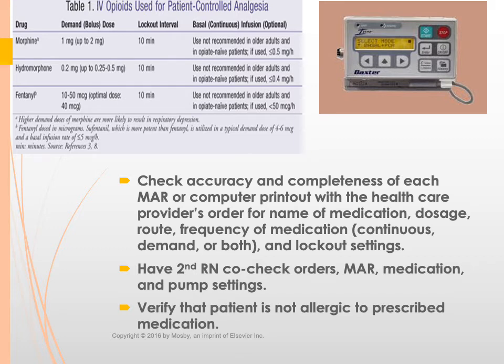We want to look at the settings for if it's continuous, what that continuous setting is, and program that correctly. We want to know what the bolus dose is, or the demand dose, or both, if they have both, and what the lockout settings are. What's the maximum dose the patient can receive over the hour or the 4-hour time period? What is the interval that the patient is prescribed in between dosing?